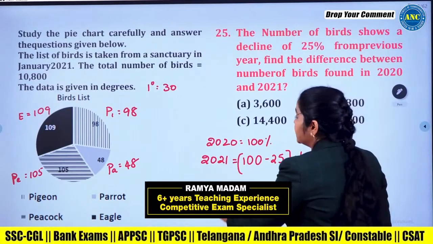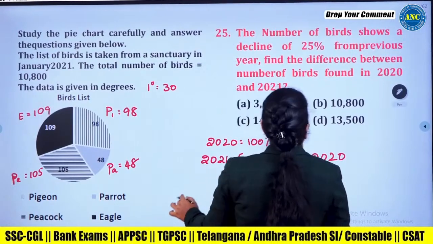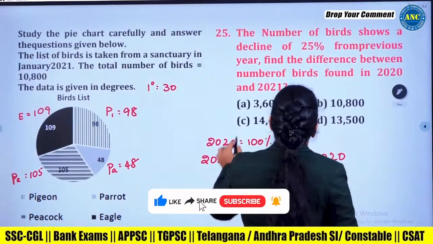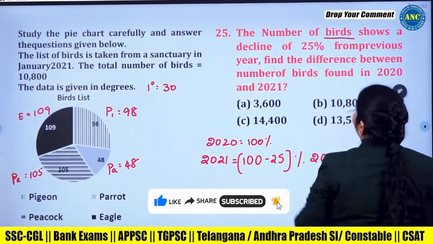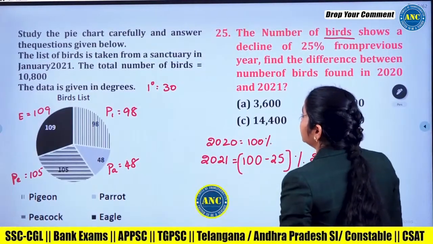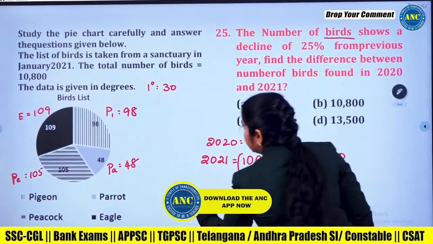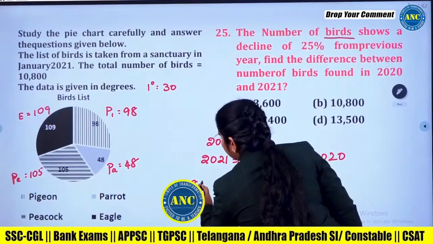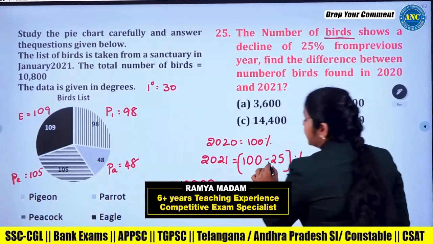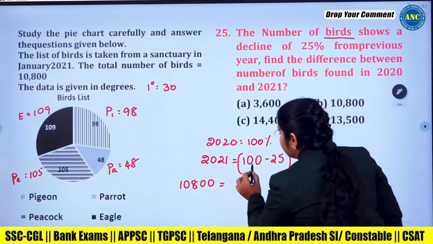Point is clear. So 2021, parrots, right? No, we are talking about all the birds. The number of birds. Yes, in 2021 the number of birds is how much? All the birds, no? It's 10,800. This is equal to 75%.